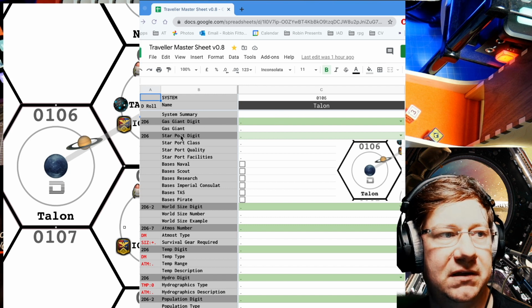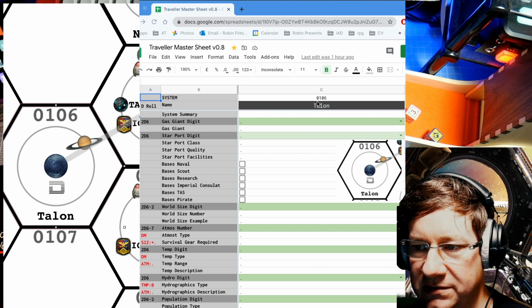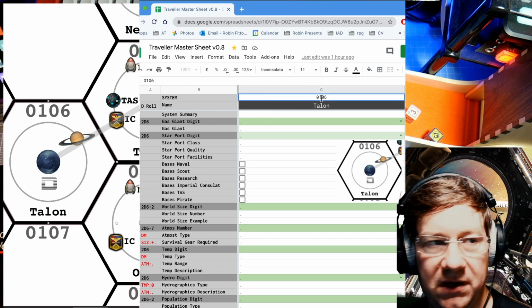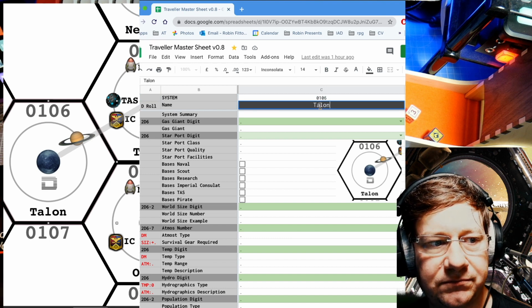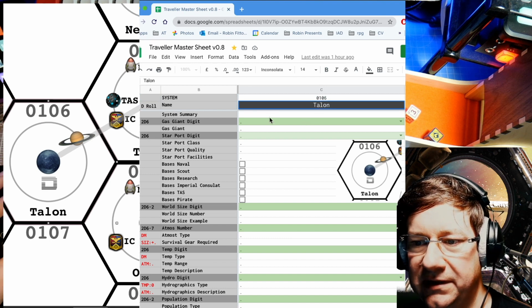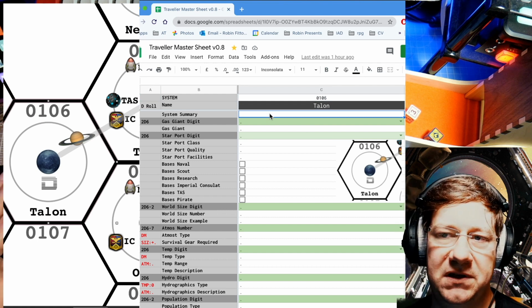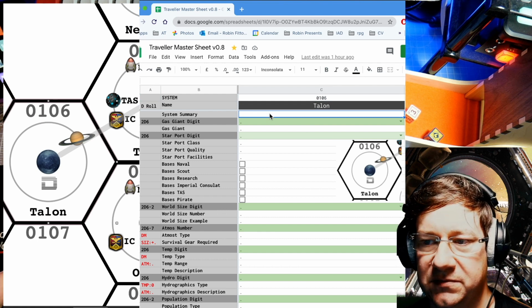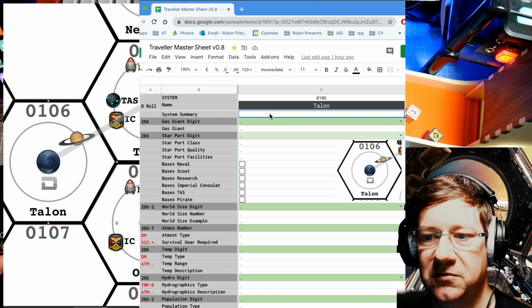Obviously the system here, which we know we're working on, is 0106. So that's the system ID in the top field. I've got the name in there as Talon. And then working down, I've got a system summary area. This I'm not going to try and fill in until I've done a lot more, but the system summary will be my summary of understanding the kind of planets in there.